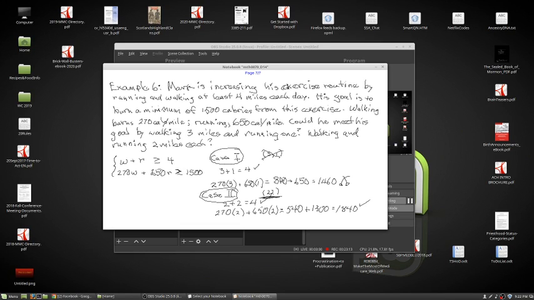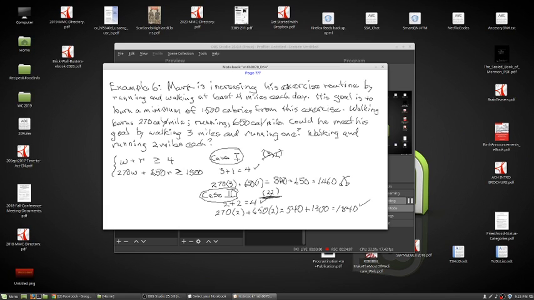Okay. And then lastly, and this is actually a nicer way of doing it, on the test you'll be doing something like this. Okay, so for our word problem involving systems of inequalities, we have that Mark is increasing his exercise routine, which apparently is everything but walking and running, by running and walking at least 4 miles each day. His goal is to burn a minimum of 1,500 calories from the exercise. If walking burns 270 calories a mile and running burns 650 calories per mile, could he meet his goal by walking 3 miles and running 1, or by walking 2 miles and running 2 miles?